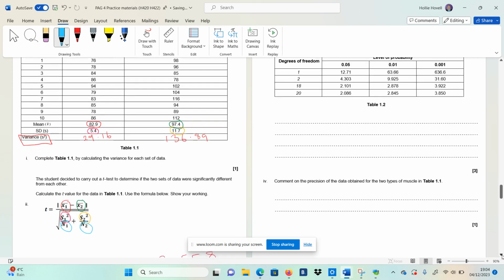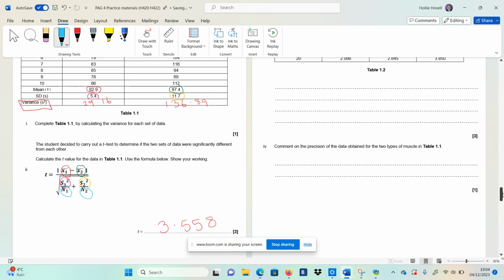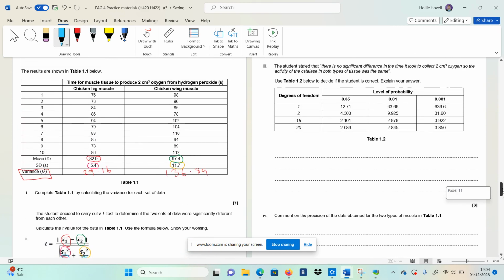Now, we'll teach you to do that in class, but if you've just come across it a few times in these questions, it will be definitely much less daunting when we get there.